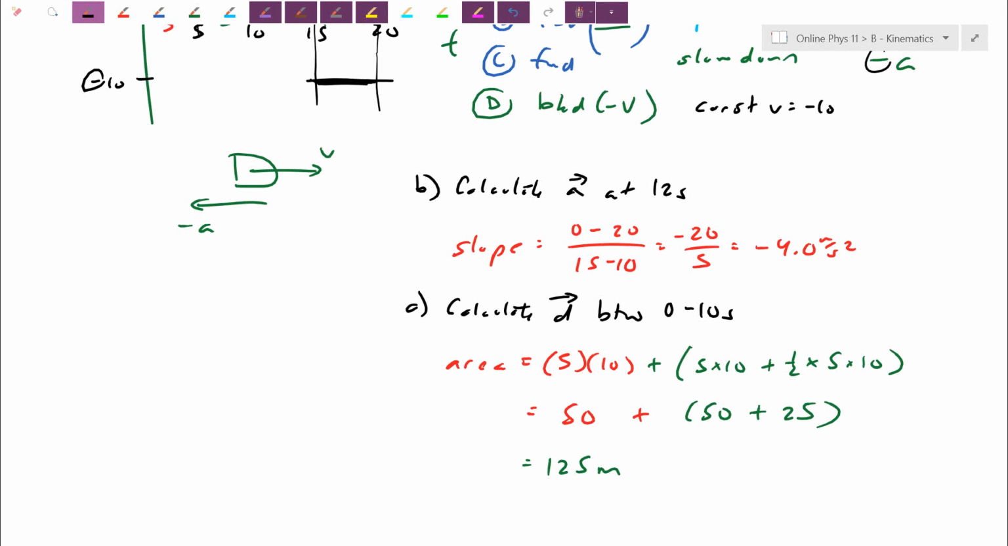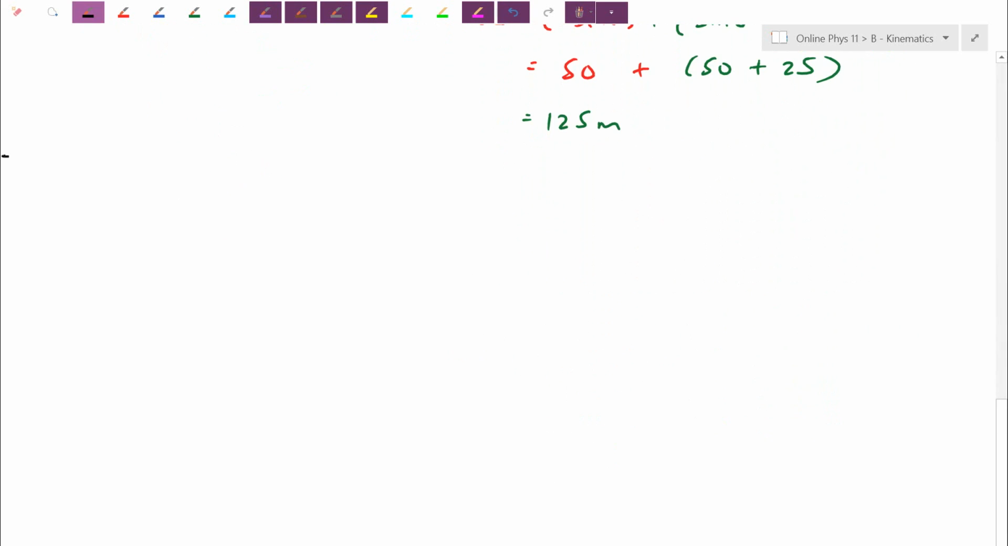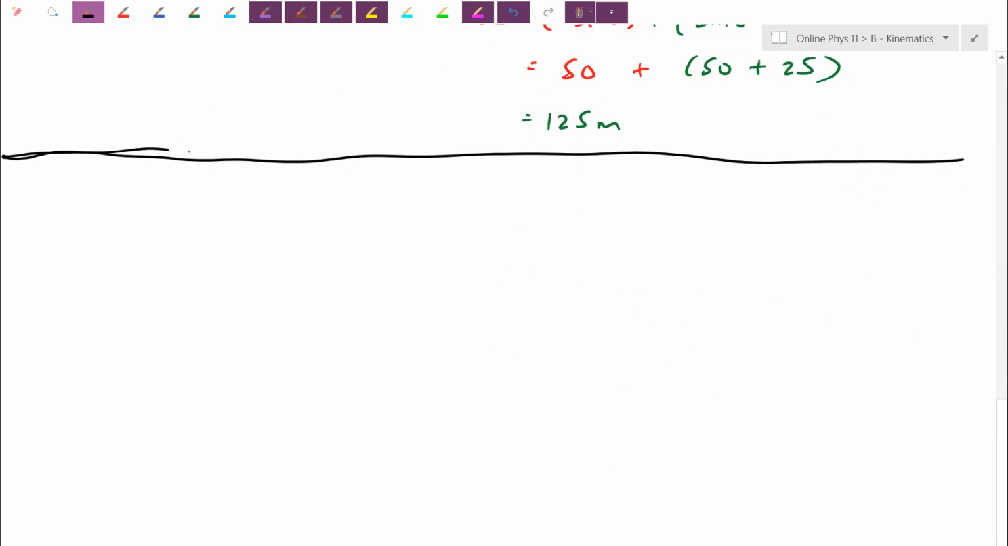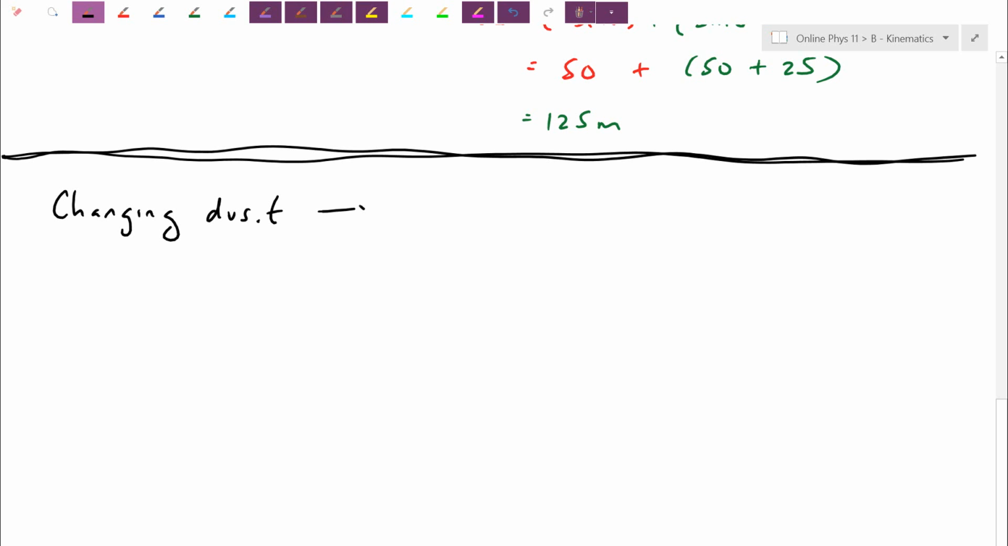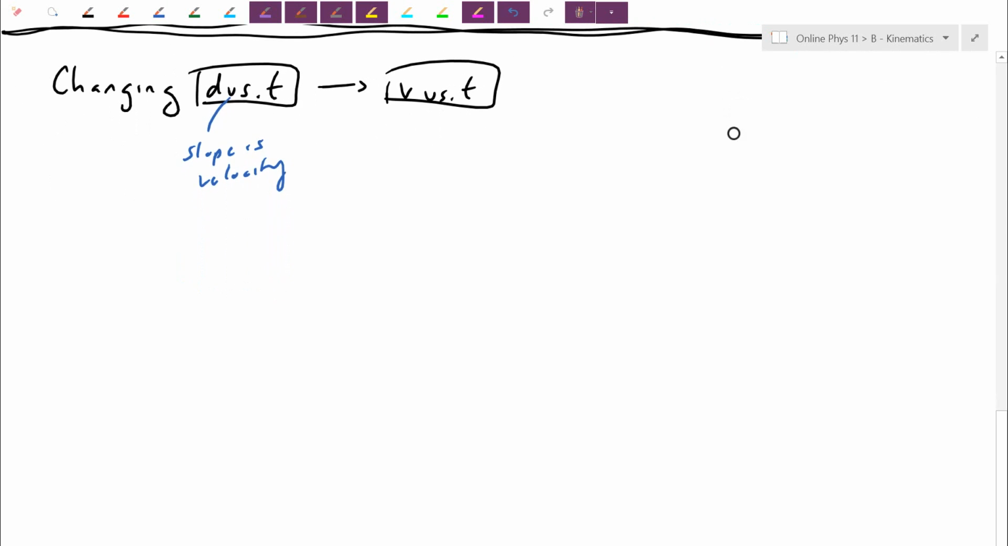Okay, so back on our OneNote here, let me just give you some ideas on how you're going to change from one graph over to the other graph. Let's start off here. If I want to change a d versus t, a position time graph, over to a velocity time graph, the thing that we're going to be employing here is we know that on a position time graph, the slope is velocity. So we're going to need to calculate a bunch of velocities here, and then we'll just sketch the corresponding v versus t graph.